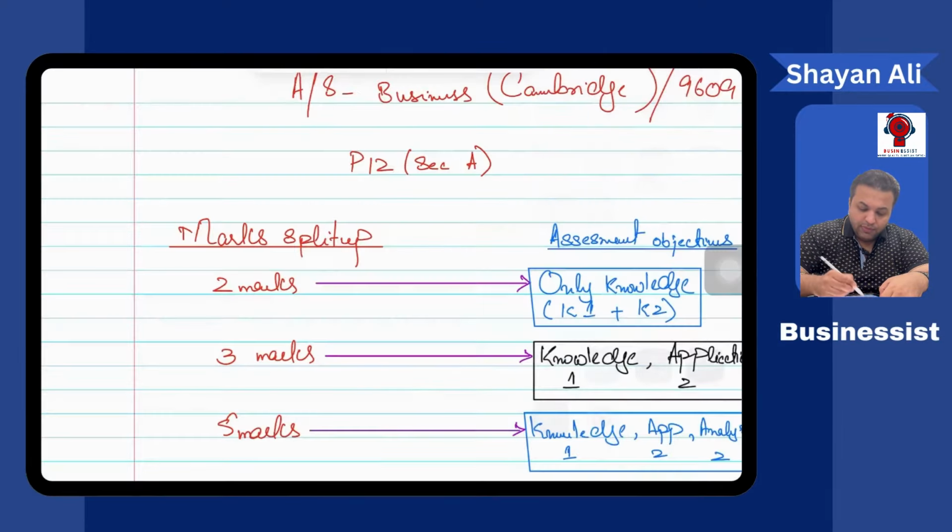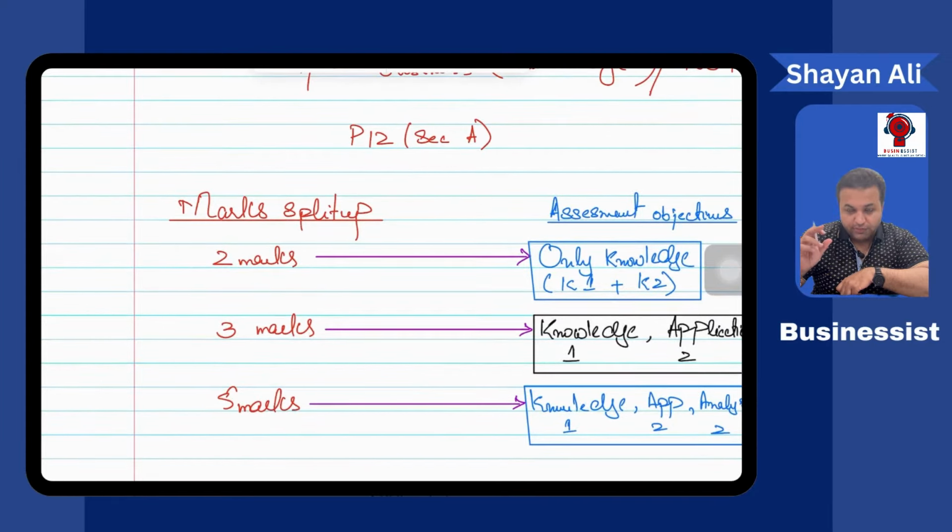Okay, paper 12. Now in paper 12, definitely we have two sections, section A and section B. Section A, as you know, belongs to the short answer questions. So in section A, we basically have 2 marker, 3 marker and a 5 marker questions. For the 2 marker, you have to apply two pieces of knowledge, or you can say one assessment objective.